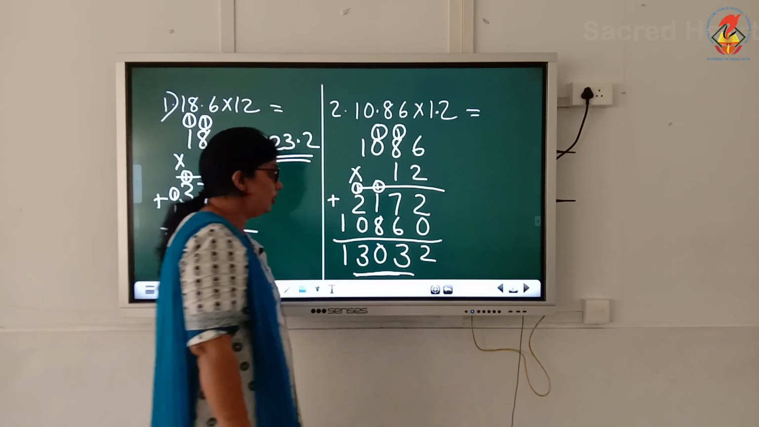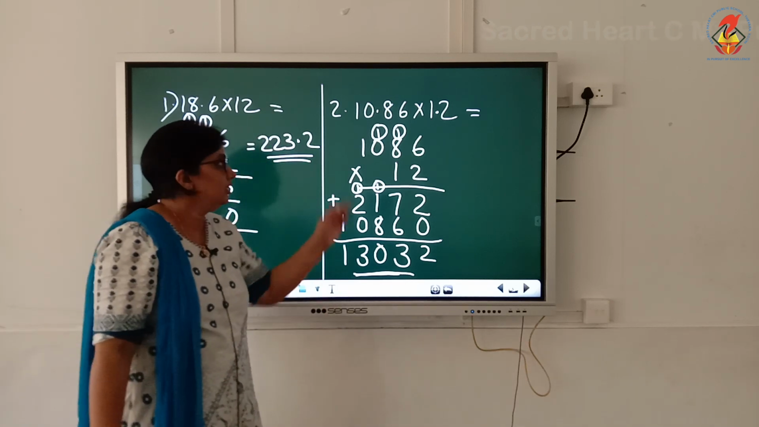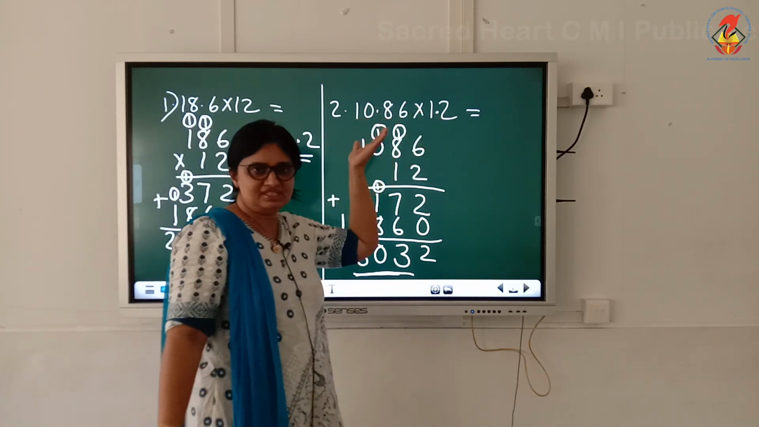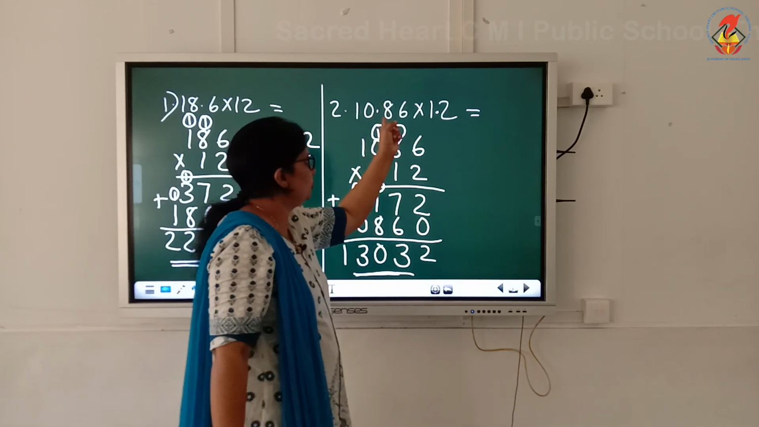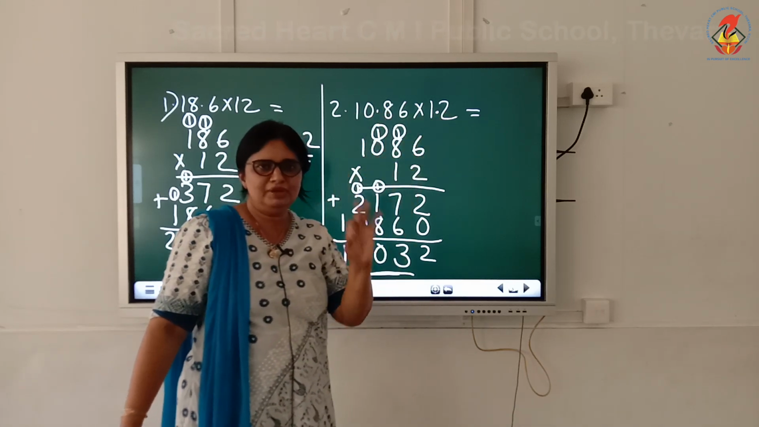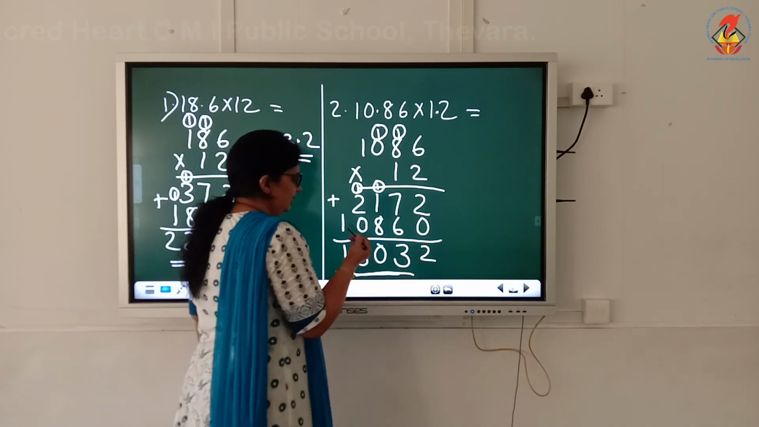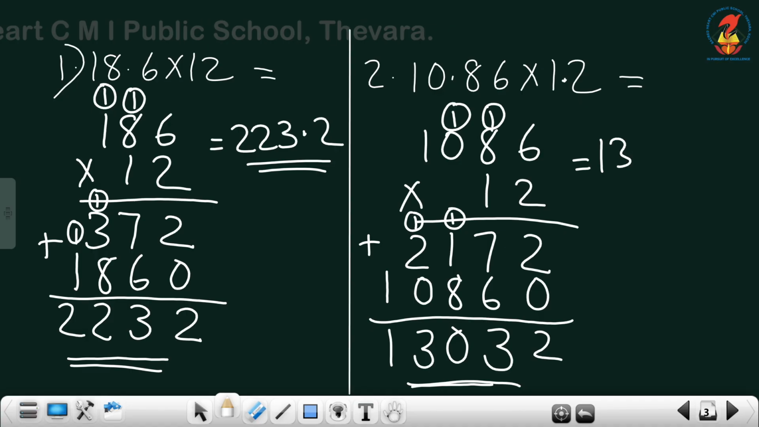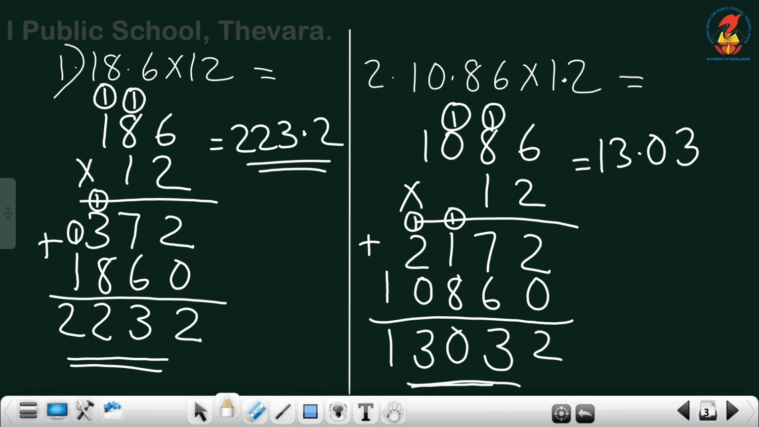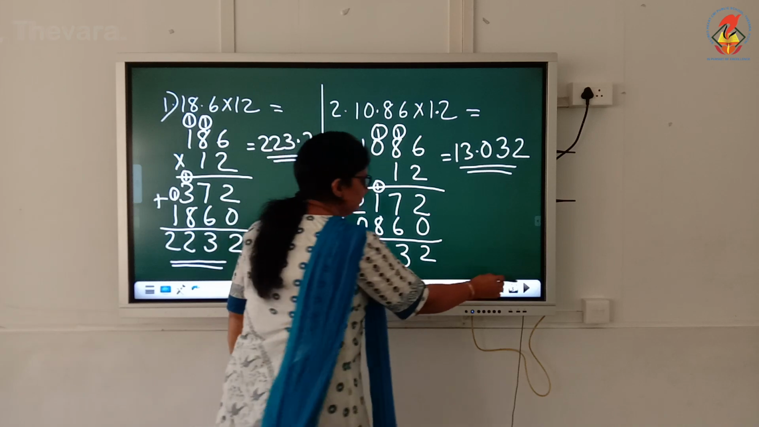Okay. And how many decimal places do I need to put? You count the total number of decimal places in the factors. Here we have 2 and here we have 1. 2 plus 1, 3 decimal places I need to put. How? See, this decimal answer is 13.032. Is it clear? Okay.